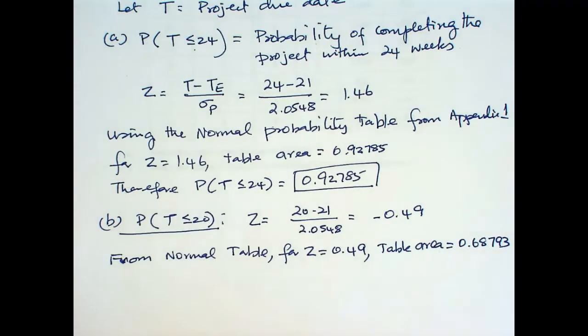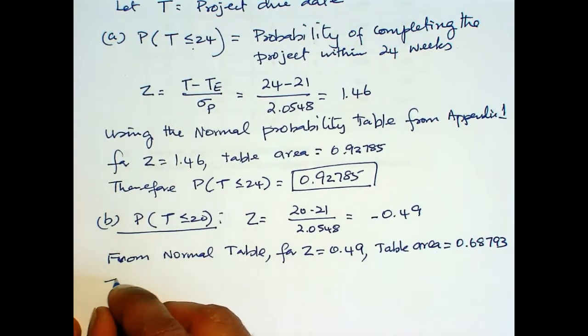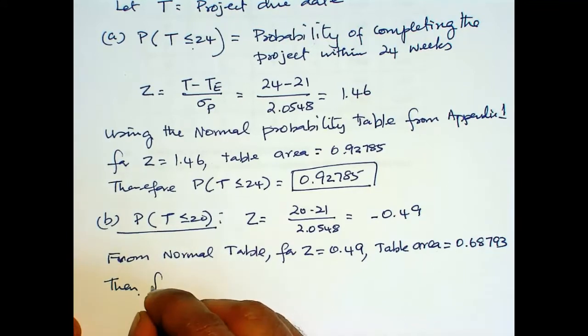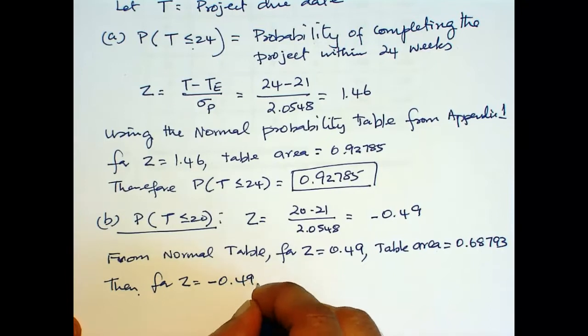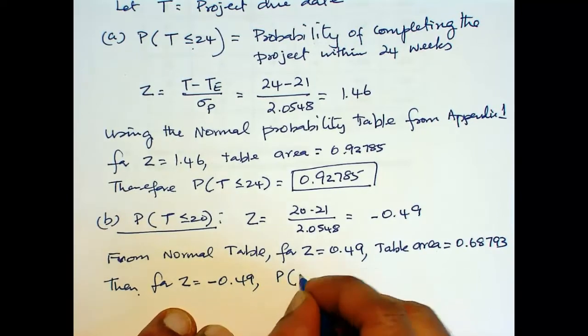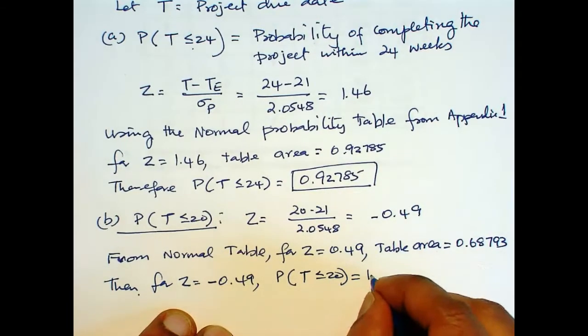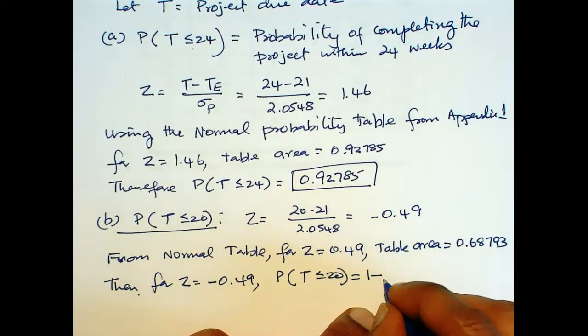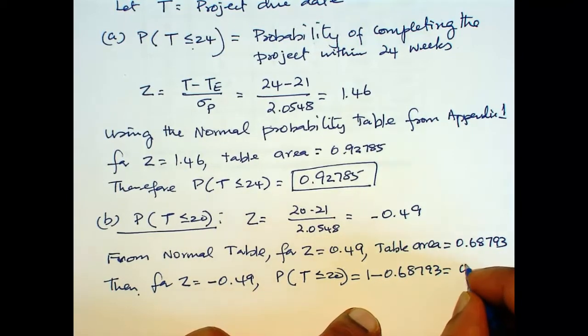So now we have to correct for that. So then for Z equal to negative 0.49, probability that T is less than or equal to 20 is you have to subtract this from 1. Then you get 0.31207.